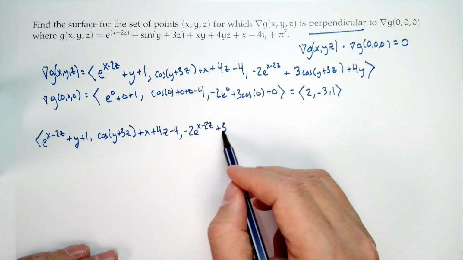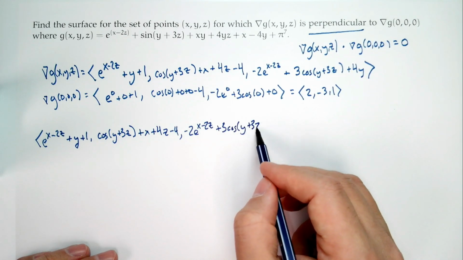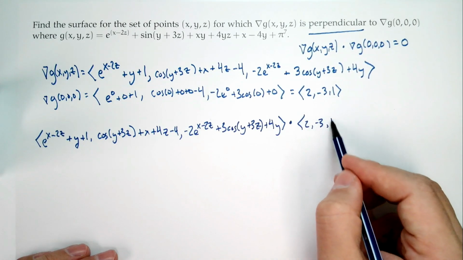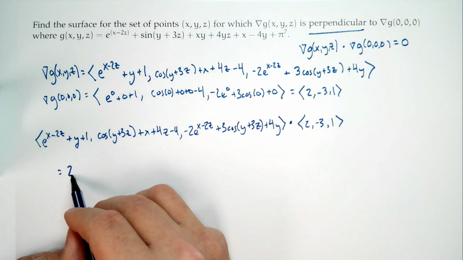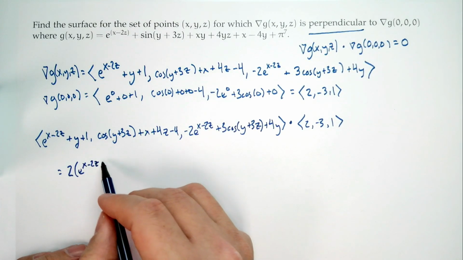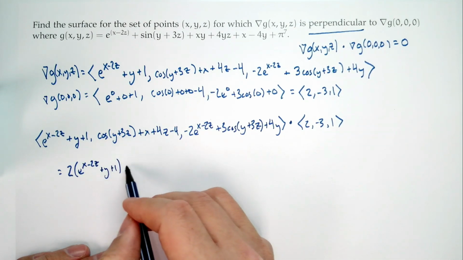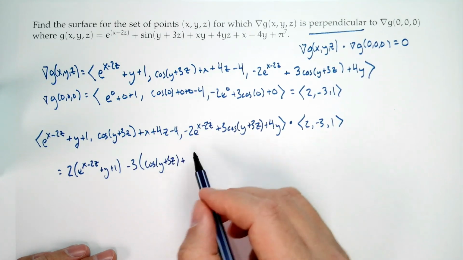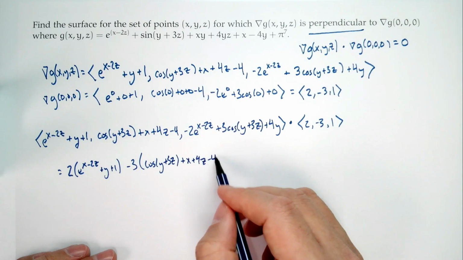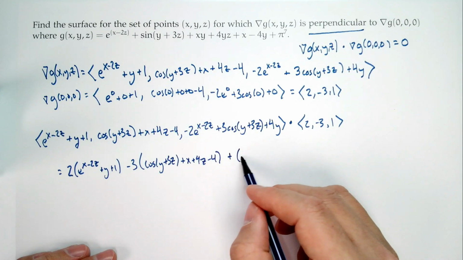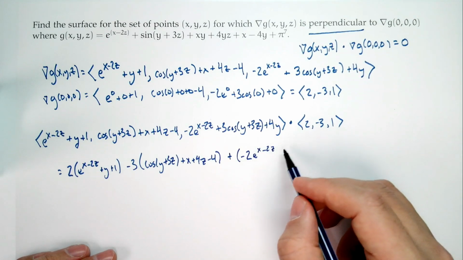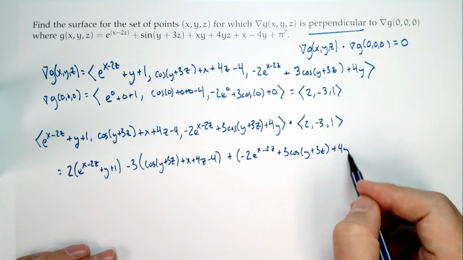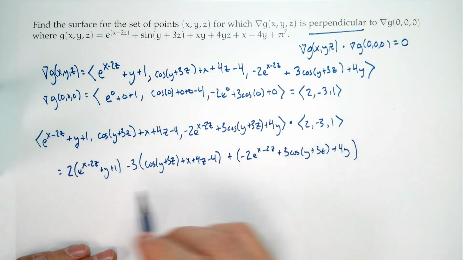So first we're writing down our gradient. And now, once our gradient is done, we're going to dot it with 2, negative 3, 1. Which means we're going to get 2 times what's in the first entry, minus 3 times what's in the second entry, and then plus 1 times what's in our last entry. And once we take a look at this, all this is going to be equal to 0.